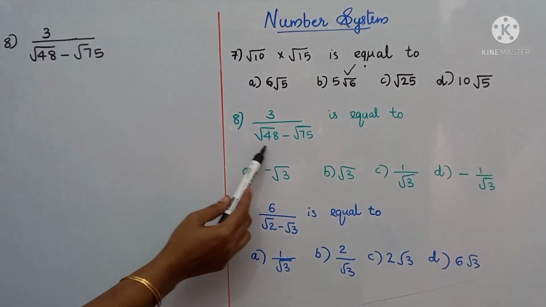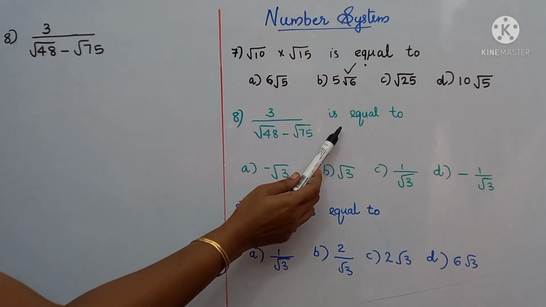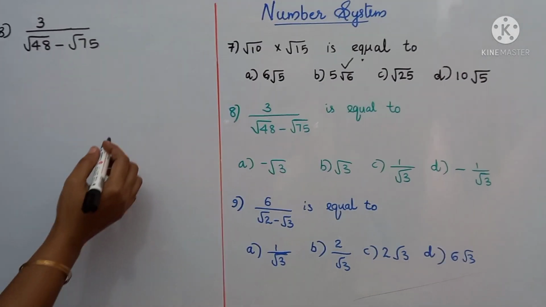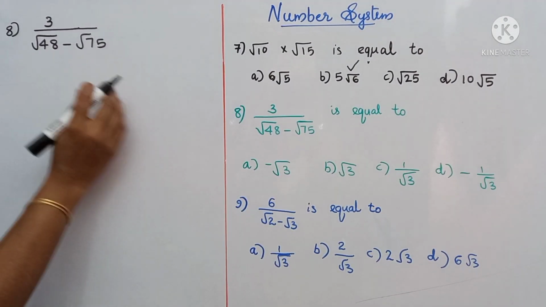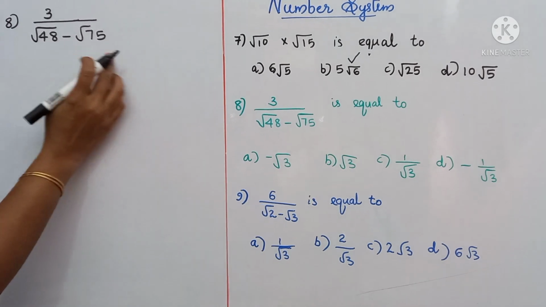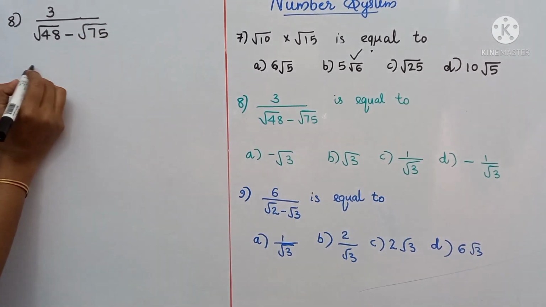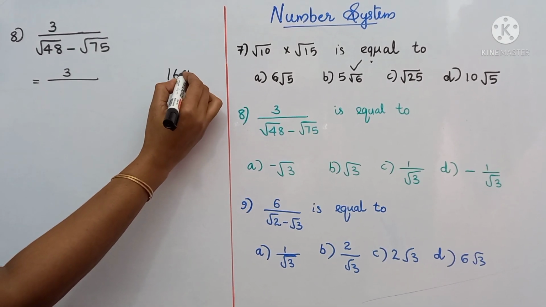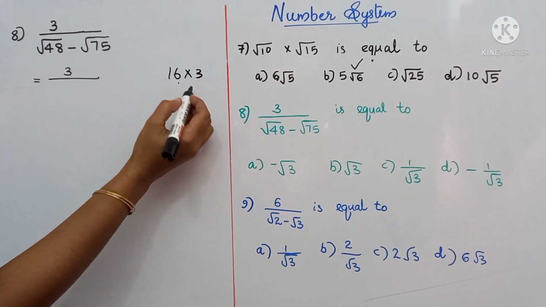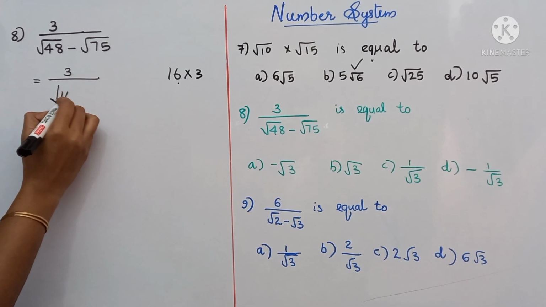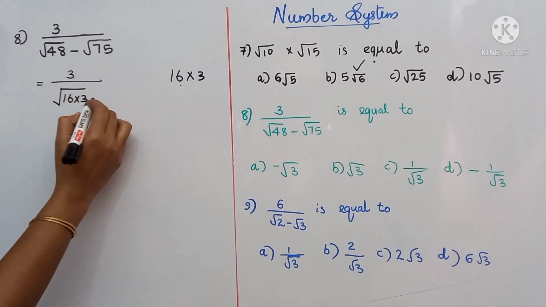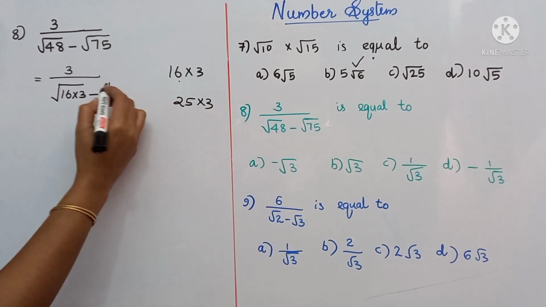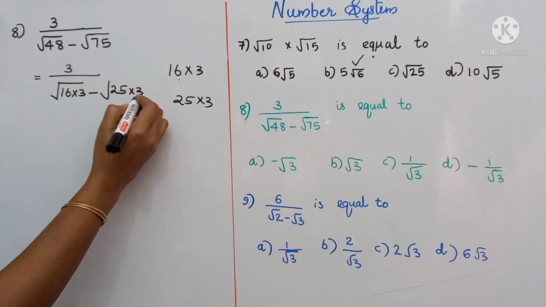Eighth question is 3 by root 48 minus root 75 is equal to, the options are given here. We have to choose the correct one, so we can solve this 3 by root 48 minus root 75 first. This can be written as 3 divided by root 48. We know we can write it as 16 into 3. Here we know 16 is a perfect square, so only we are writing it like this, 16 into 3 minus 75 can be written as 25 into 3.